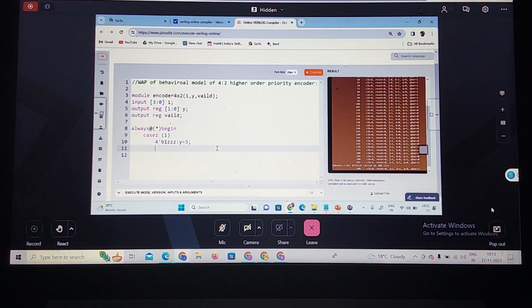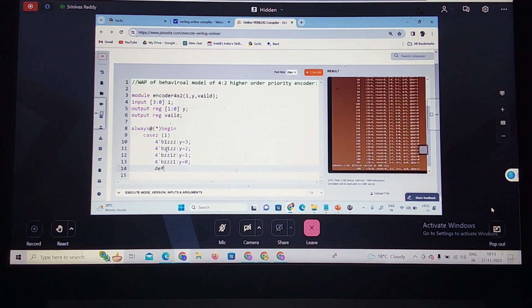Next. 4'b, 4'b what? Z1, Z is nothing but Y equal to 2. Next is what? 4'b, Z what? 1Z is nothing but what? 1. Next is what? 4'b, this is Z what? 1 is nothing but 1, 0. Next, what do I need to write?